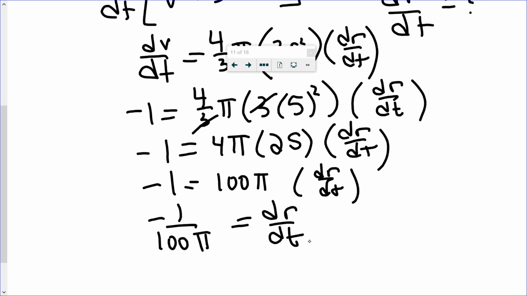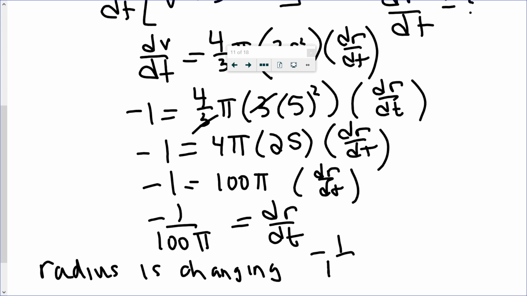So I've isolated my variable. Now I just have to answer with units. So what I would say is that the radius is changing at a rate of -1/100 pi centimeters per minute. So in other words, as the volume gets smaller, so does the radius by that rate.